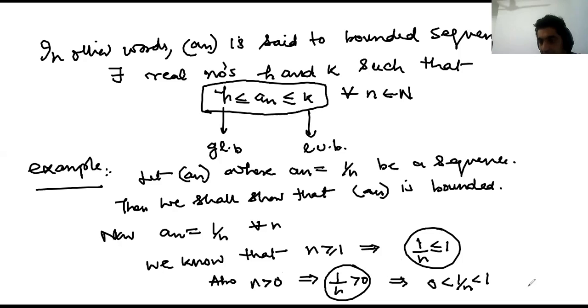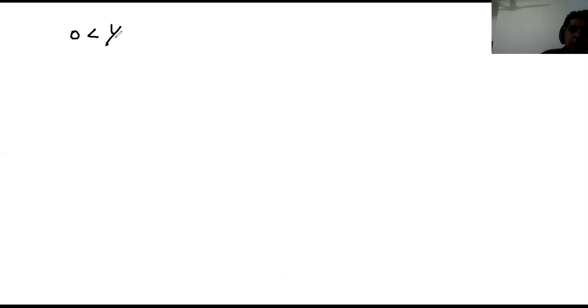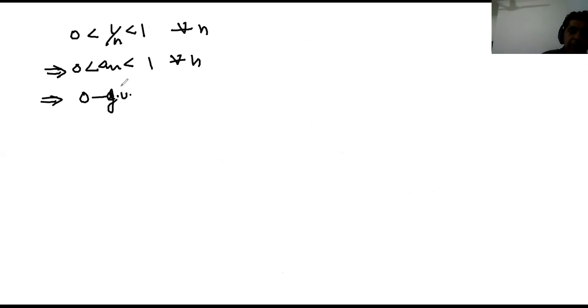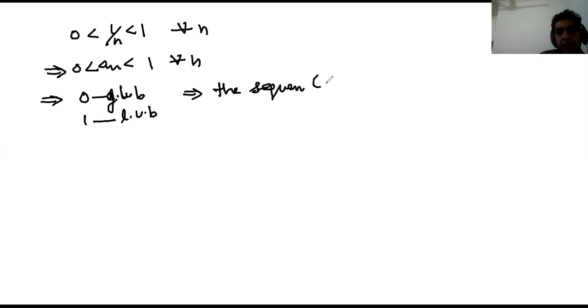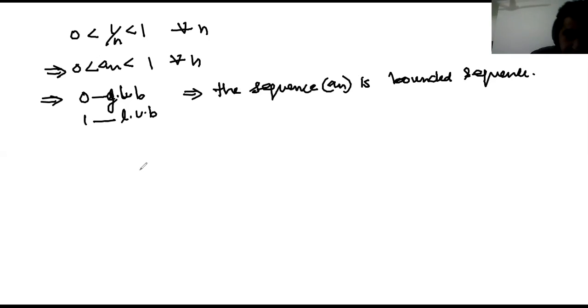So what we are getting? We are getting 0 less than 1 by n less than or equal to 1 for all n. This means that 0 less than an less than or equal to 1 for all n. This means that 0 is the greatest lower bound and 1 is the least upper bound. So this implies the sequence an is a bounded sequence. So this is how we do this, a bounded sequence, right?